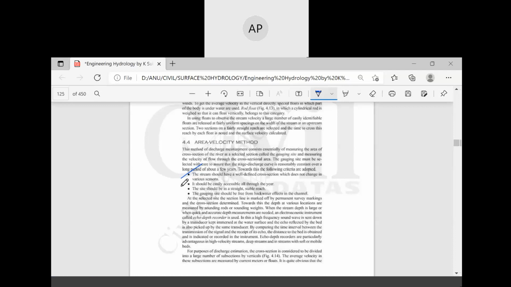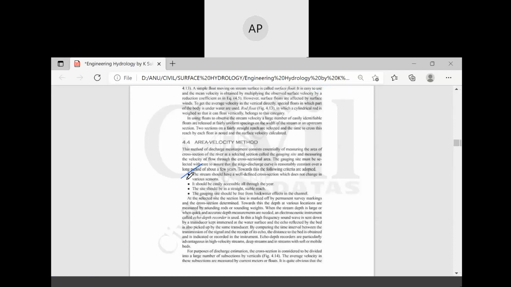In last class we have discussed about area velocity method, isn't it? So here the stream should have a well-defined cross section which does not change in various seasons. It should be easily accessible all through the year. The site should be in straight reach. That means the portion where you are going to apply it should be straight, not curvy, not in hilly area type.